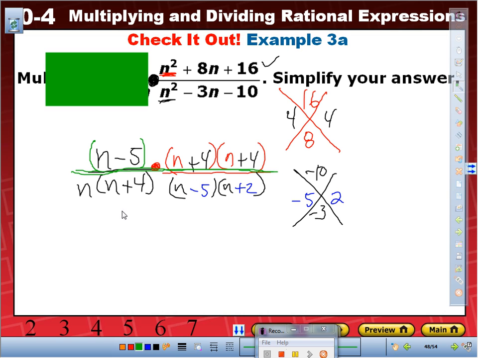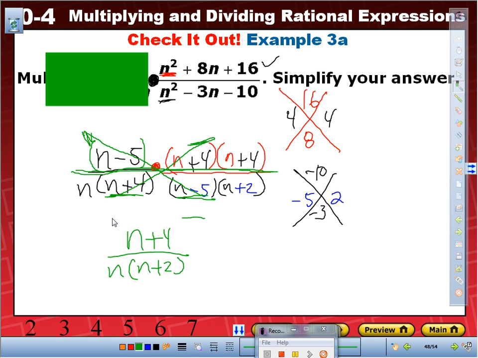Okay, so let's see. Let's identify giant ones. We have n minus 5 over n minus 5. That's 1. There it is. Do we have another? N plus 4 over n plus 4. There it is. What's left on the numerator? N plus 4. And on the denominator? N times n plus 2. And we're done.